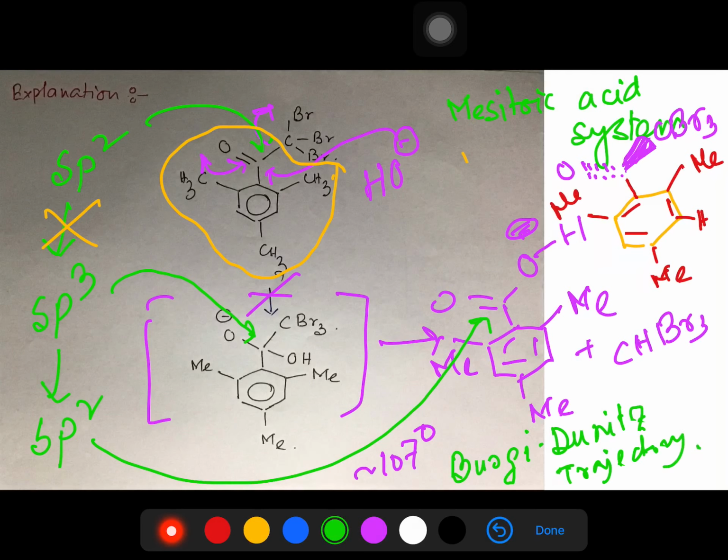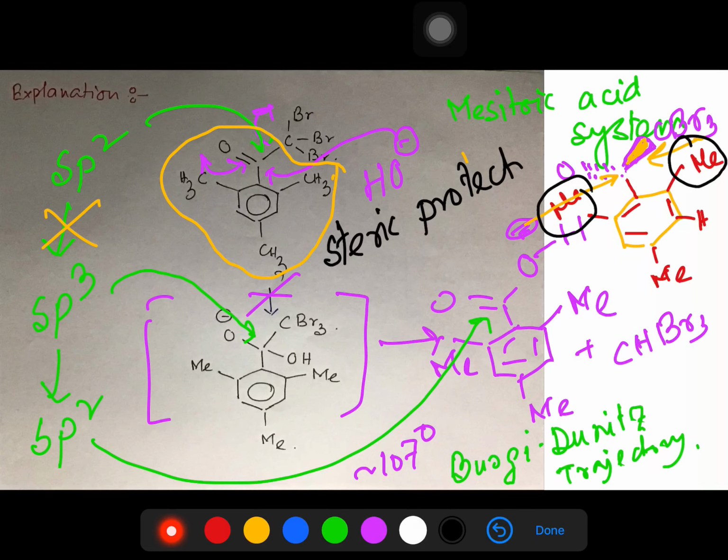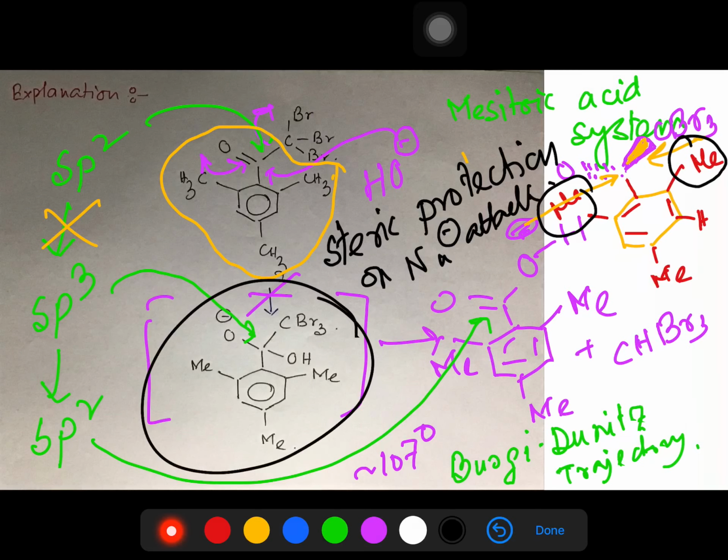Why? Because if it needs to attack, there are two chances: it needs to come from this side or from that side, because this part is above the plane and this carbonyl C double bond is below the plane. But it will not happen. Why? Because here one methyl group is there, and here there was another, so severe steric repulsion will occur. So this is nothing but steric protection against nucleophilic attack. That's why this does not happen. Consequently it cannot produce, and if it cannot produce, the next step cannot occur. So this is the overall picture.